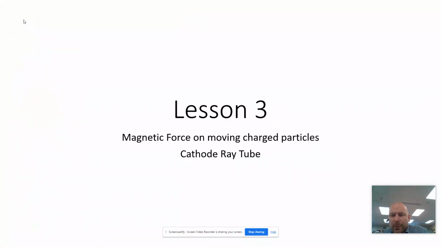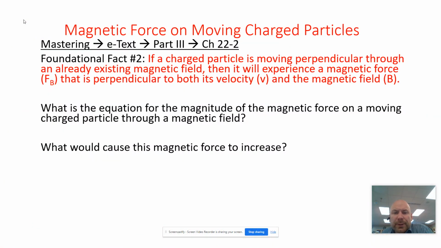Looking at magnetic force on moving charged particles. So, foundational fact number 2. If a charged particle is moving perpendicular through an already existing magnetic field, then it'll experience a magnetic force that's perpendicular to both the velocity and the magnetic field. So the equation that describes the strength of that force is given by this.